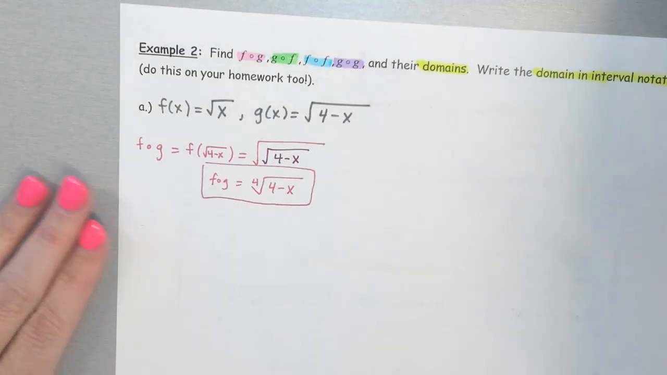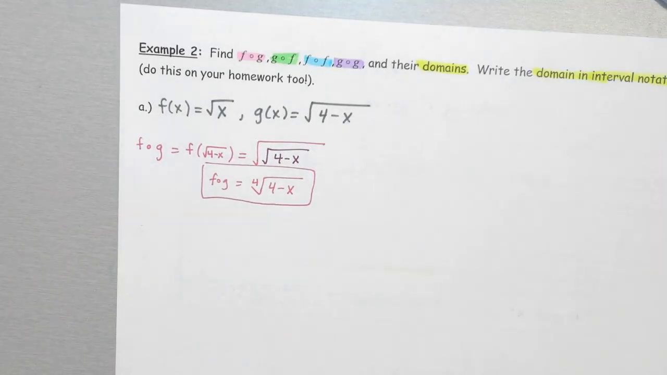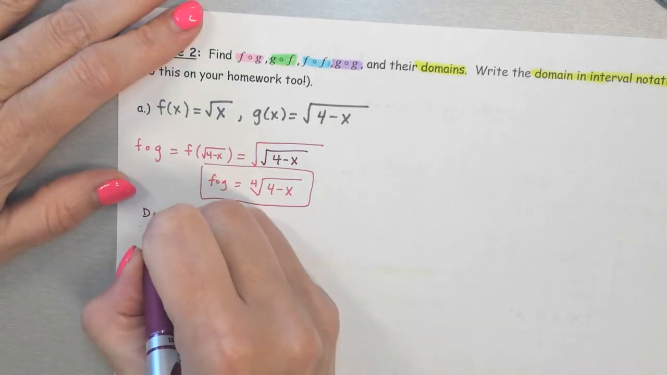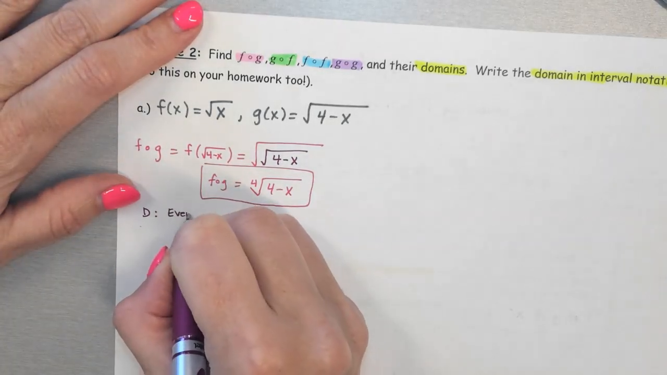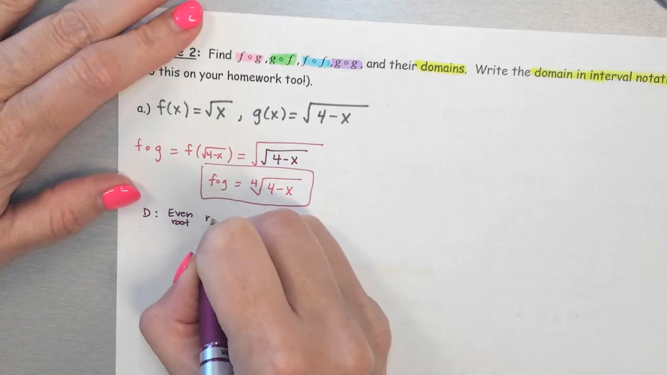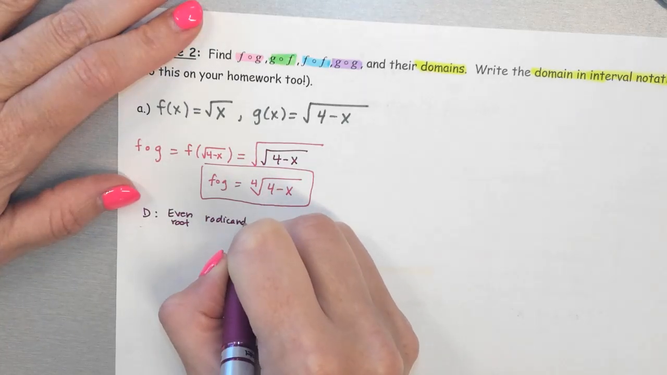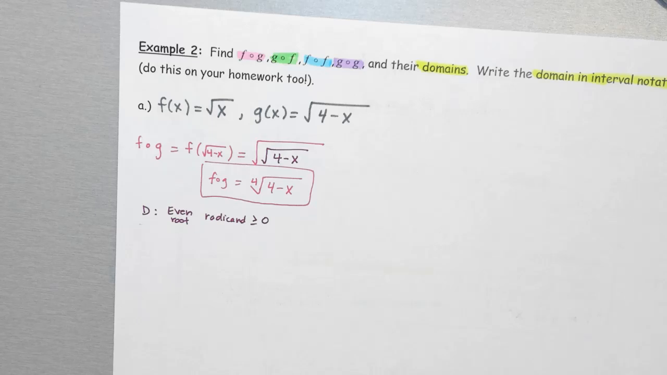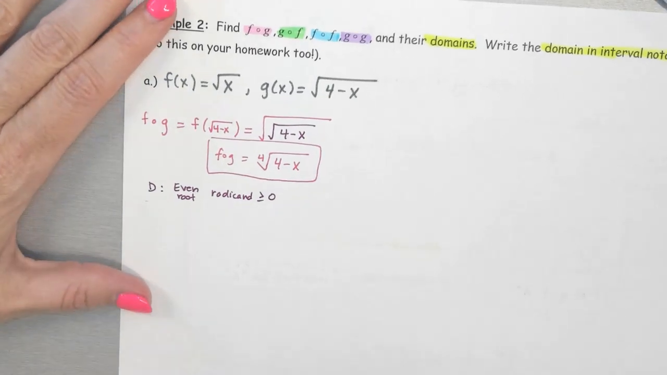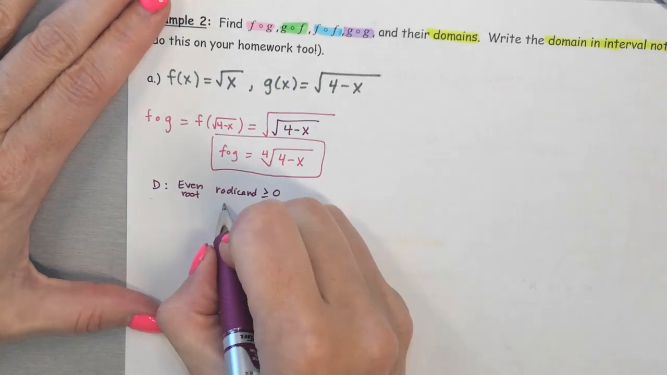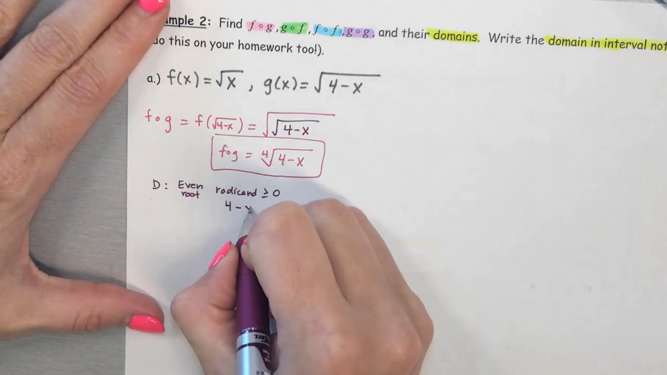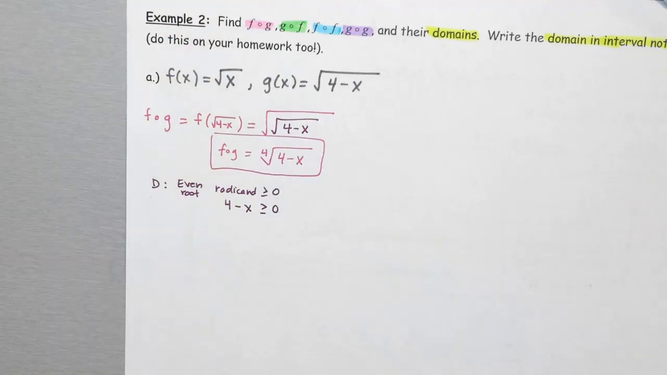All right, and now we go to the domain. So I don't have a fraction, but I do have an even root. So anytime you have an even root, we should remember from before that the radicand is what you set greater than or equal to 0. You're going to notice a lot of things that we talked about before are coming back in. So hopefully when we see them, we recognize them. So we're going to have 4 minus x is greater than or equal to 0.